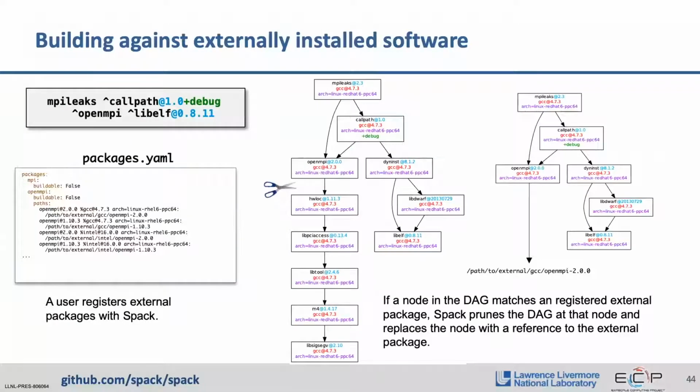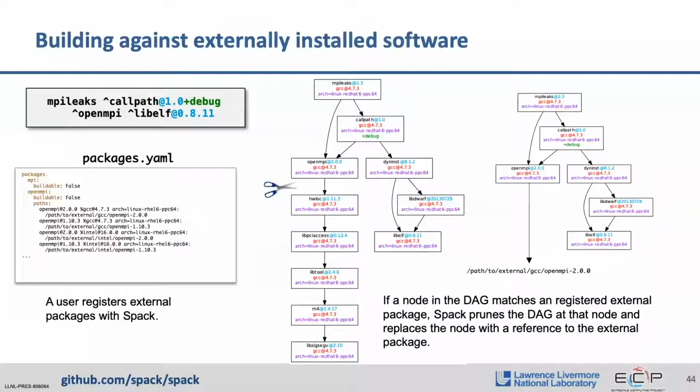We support building against externally installed software. This is something Greg's going to talk about in the configuration section. But essentially, we have a file called packages.yaml where you can basically say, I don't want MPI to be buildable, and I don't want OpenMPI to be buildable, and here are some installations of OpenMPI that already exist on my system. And so what you're saying here to Spack is, I have an OpenMPI that matches this spec right here. It's OpenMPI version 2.0.0 built with GCC. It has this architecture, and it's installed in this path. And that's pretty much all you have to tell Spack to have it support an external package.